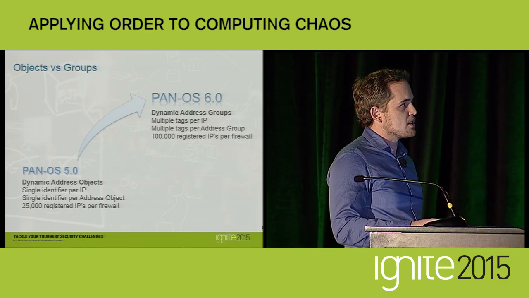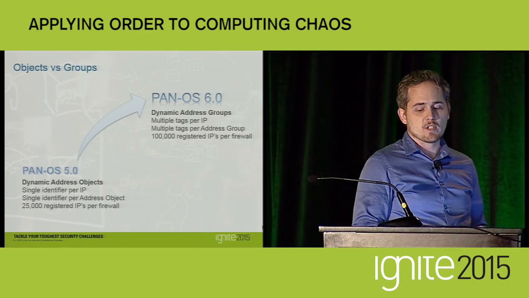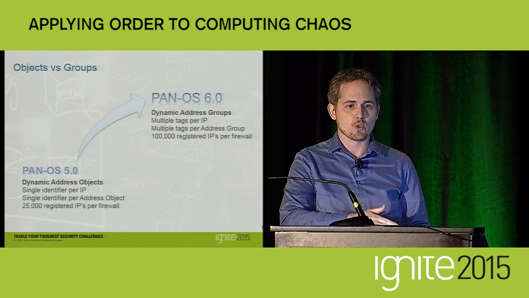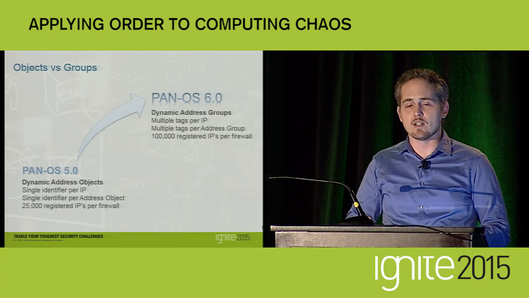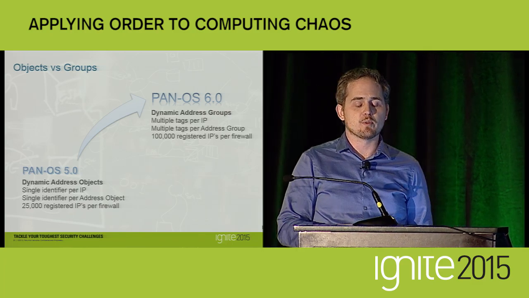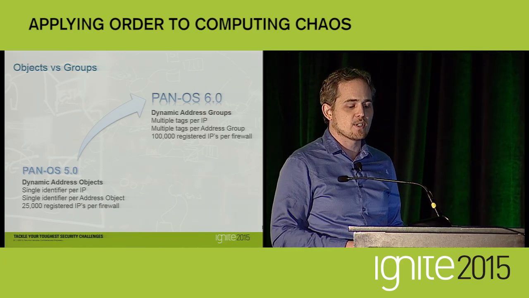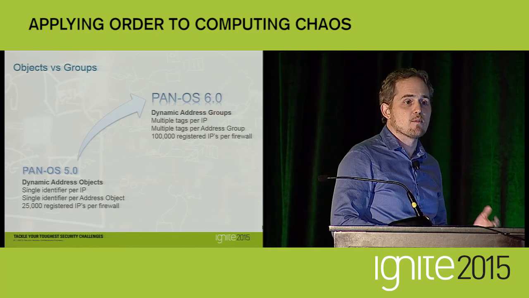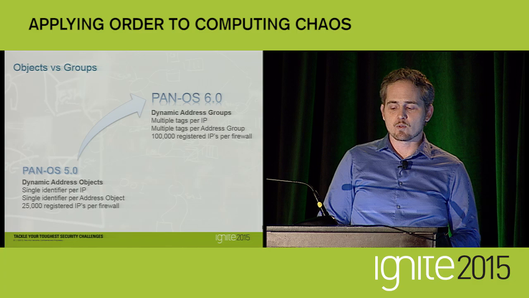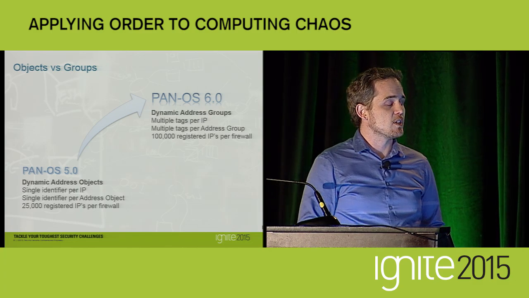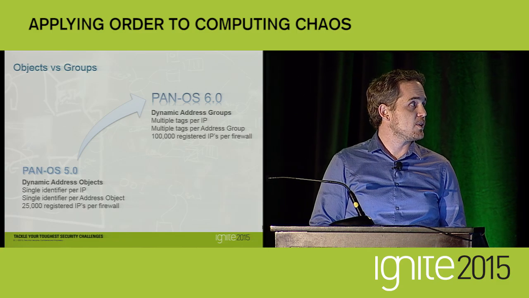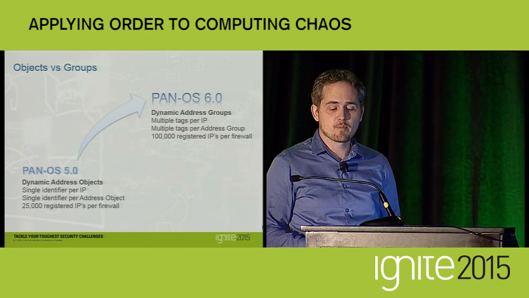In PanOS 6, it was scaled up incredibly. So there are multiple tags per IP address, like in my examples with New York, web, and server, and Linux. Multiple tags per IP, as well as multiple tags in the match criteria for the address group. So it just makes things a lot more flexible in the way that you build your objects. As well as we scaled up the number of IPs you can register in this way as well. It's up to 100,000 IPs on the highest platforms.